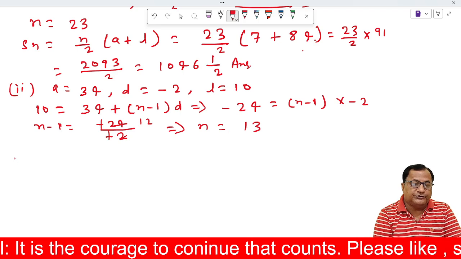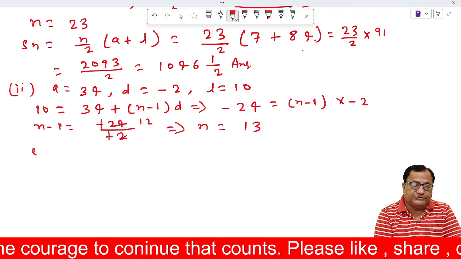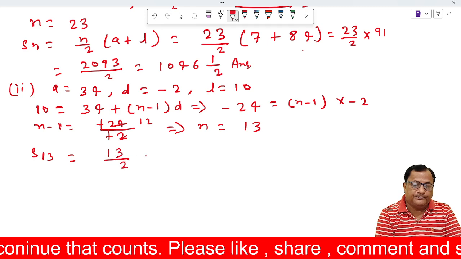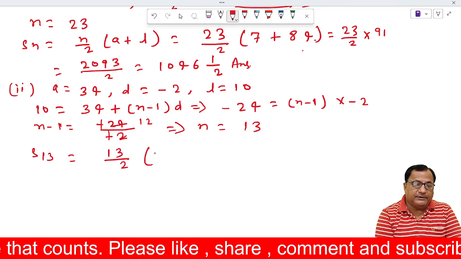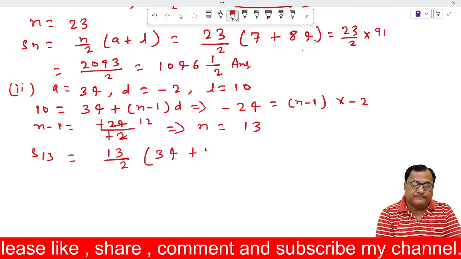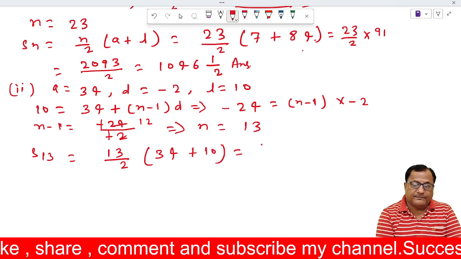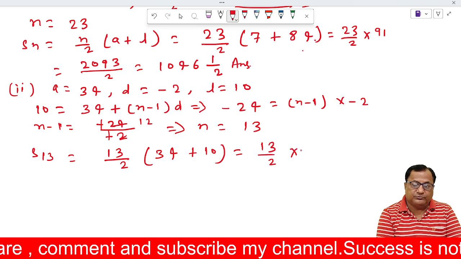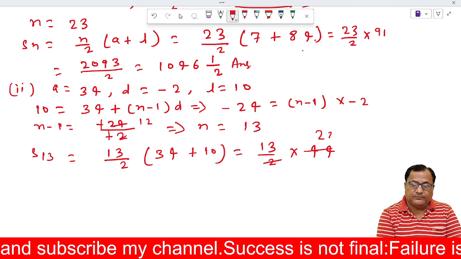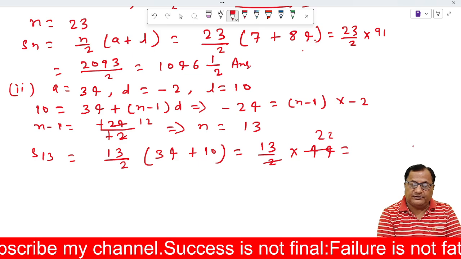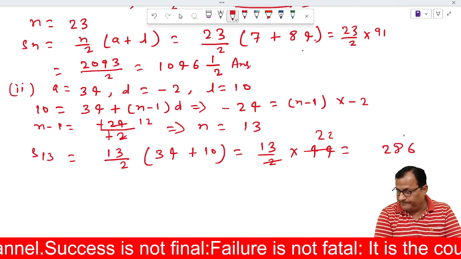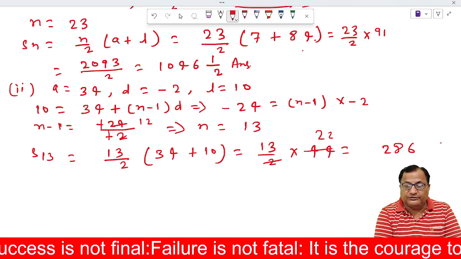Now using that formula, S13 is equal to 13 by 2 into A, which is 34, plus the last term 10. That is 13 by 2 into 44, which is 22. If we multiply 13 by 22, we get 286. This is the answer.